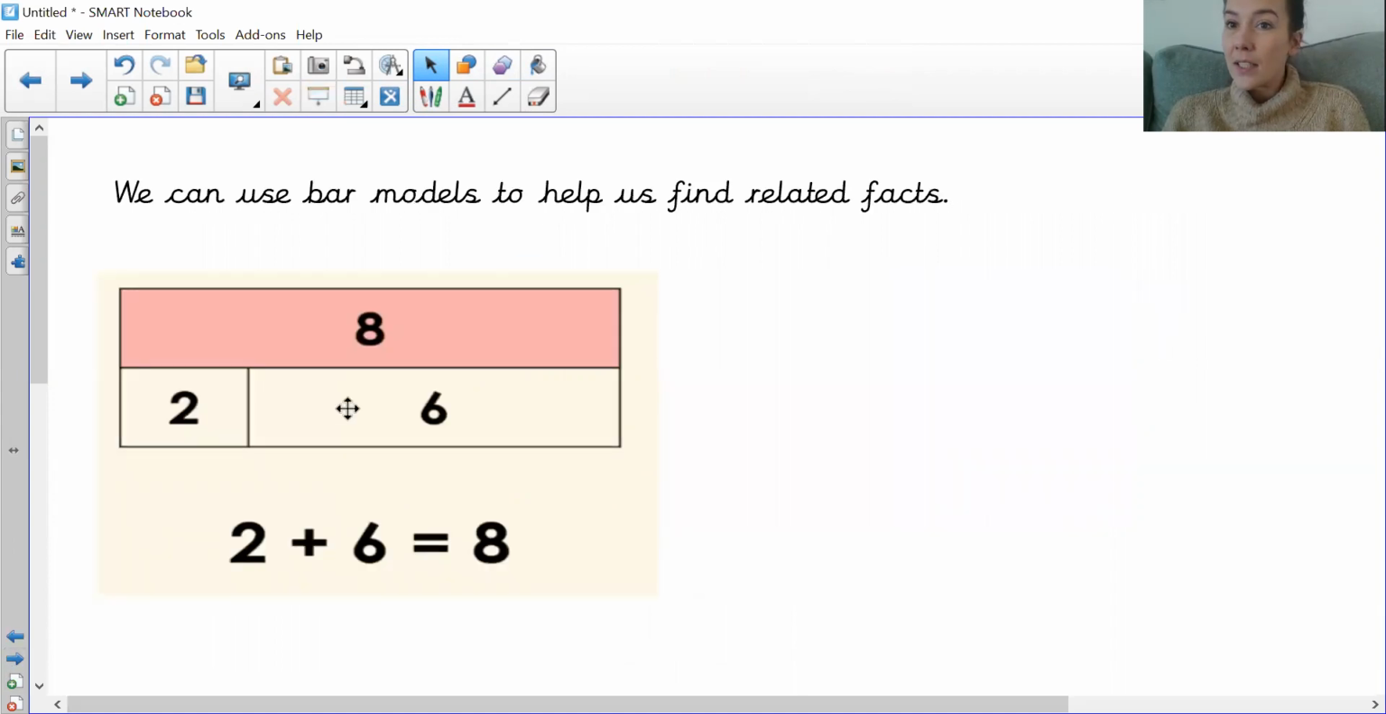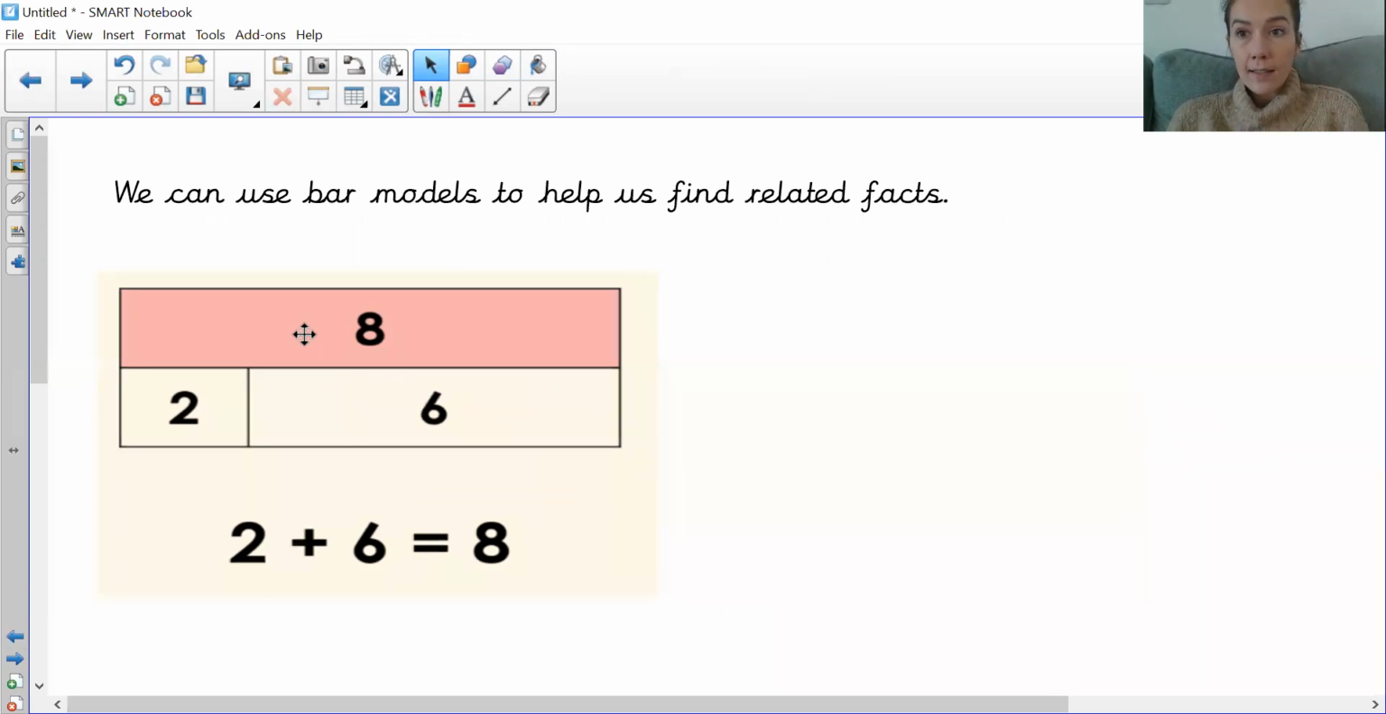Okay, right, this one we've got a bar model. We've used these a little bit in class. We can use bar models to help us find related facts. On this one, we've got 2 add 6 equals 8.